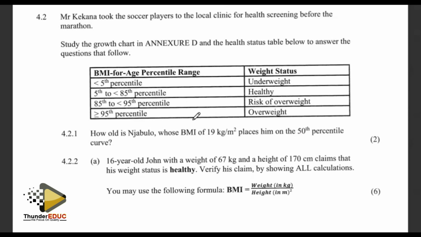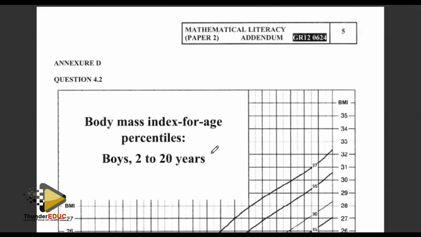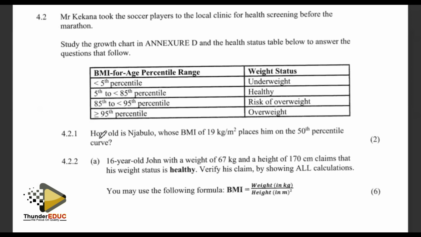Mr. Kekana took the soccer players to the local clinic for health screening before the marathon. So they're saying study the growth chart. Study the growth chart on an extra D. Let's go to an extra D. This is an extra D. Answer the questions that follow. How old is Njabulo, whose BMI is 19 and places him on the 50th percentile?